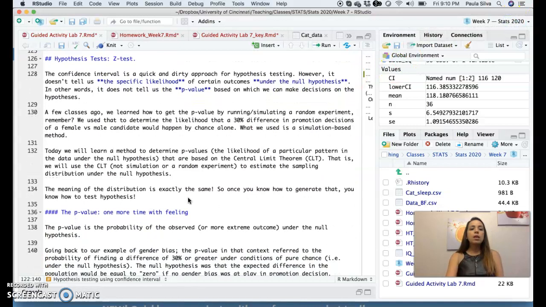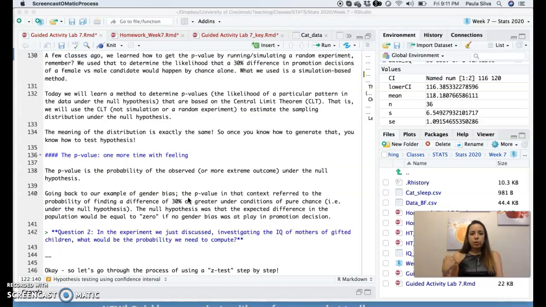Now, let's look at another way of using sampling distributions and the central limit theorem to test hypotheses using z-tests. What we've just done using the confidence interval is a quick and dirty approach for hypothesis testing. However, what it does not do is tell us the specific likelihood of certain outcomes under the null hypothesis. In other words, it does not tell us the p-value based on which we can make decisions on hypotheses.